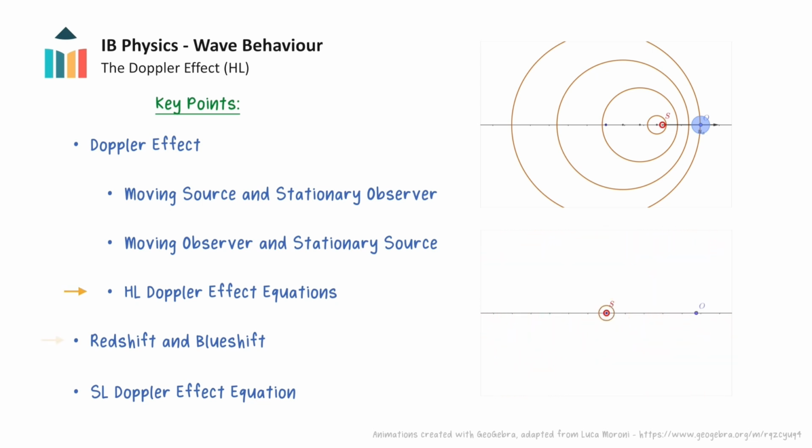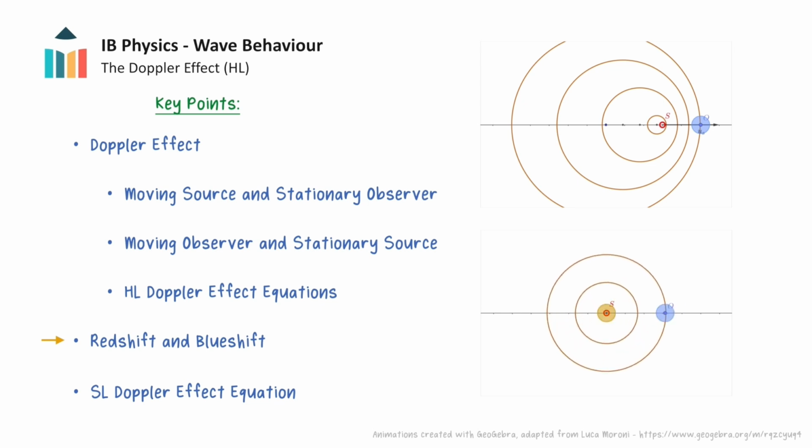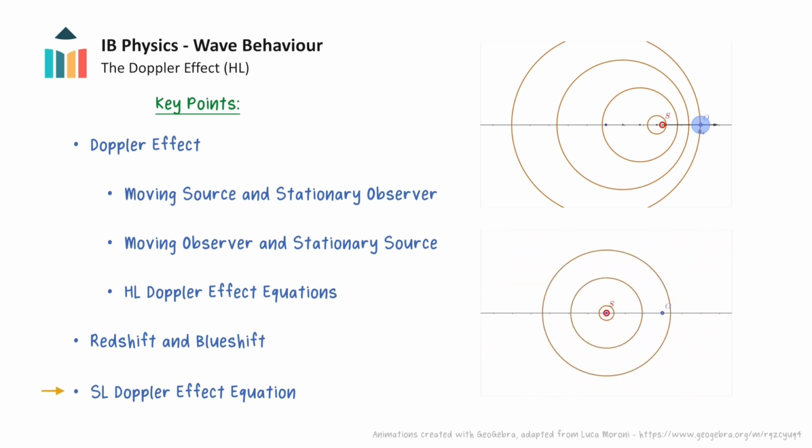We will then see how the redshift or blueshift of atomic line spectra can provide information about the motion of stars and galaxies. We will end this video with the standard level Doppler effect equation, which is best applied for light waves.